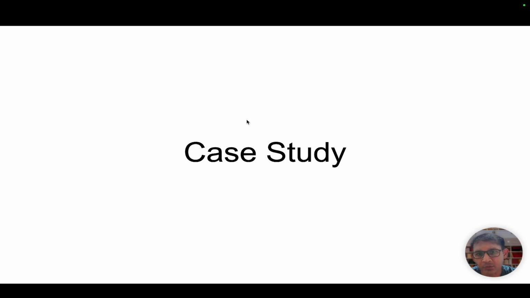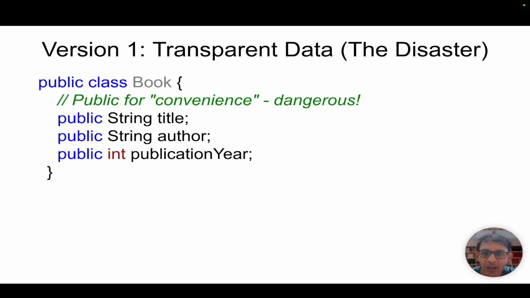Now, let me walk you through a detailed case study that shows how a book class can evolve from a transparent disaster to opaque excellence. This will illustrate the principles in action. In version 1, we have transparent data. Everything is public for convenience, but this creates dangerous dependencies. The title, author, and publication year are all exposed as their raw types.